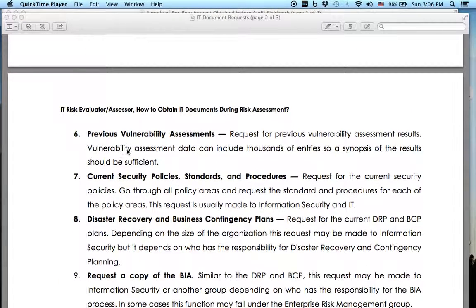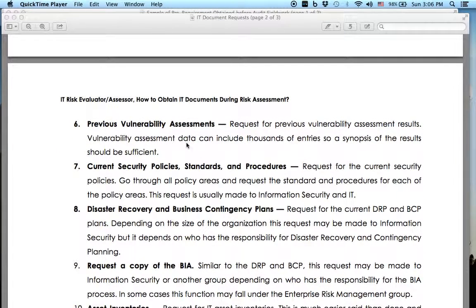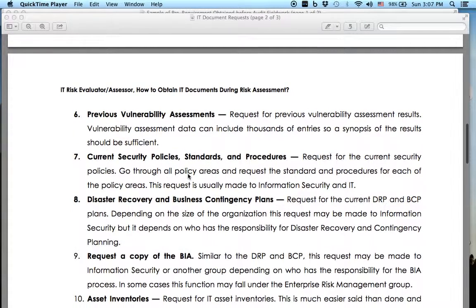The number six is the previous vulnerability assessment. This report is similar to what I mentioned earlier. This focuses on vulnerability only. And number 7, we should obtain the current version of the security policy, security standard or procedure that the organization needs to comply with. So when you obtain the policy, procedure and standard framework, you will understand what the auditor needs to map the risk to before we come up with the audit plan.